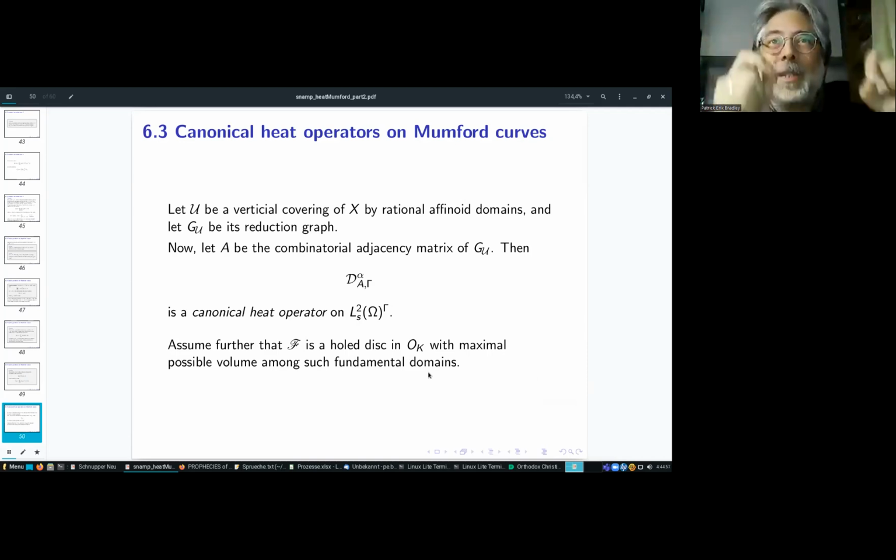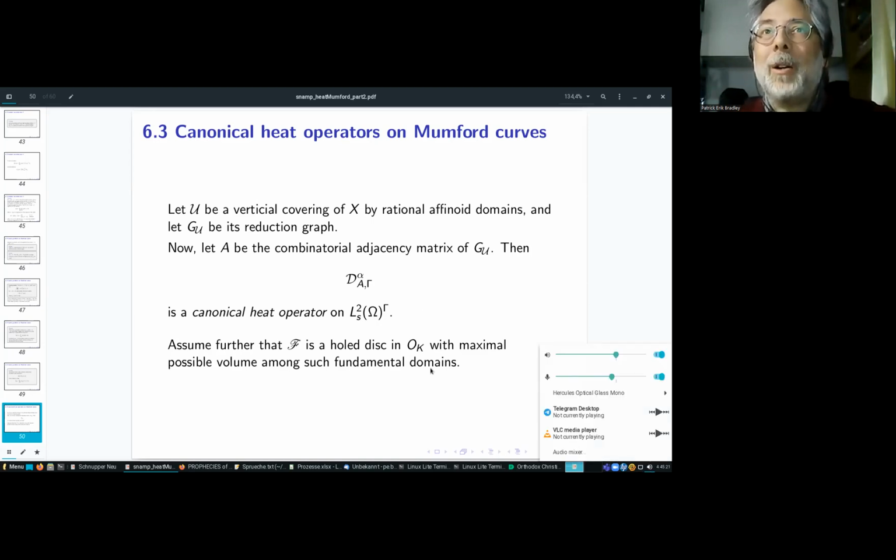We want now the adjacency matrix to be the combinatorial adjacency matrix of the reduction graph associated with this covering of X. So each patch is a vertex, and the intersection of any two, if they intersect, is a circle, and these form the edges of the graph associated with the Mumford curve. So you are jumping around between patches on the Mumford curve if you're jumping around along the graph. So this again gives you the canonical heat operator with this particular matrix A.